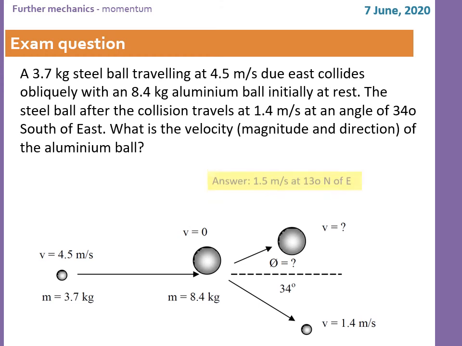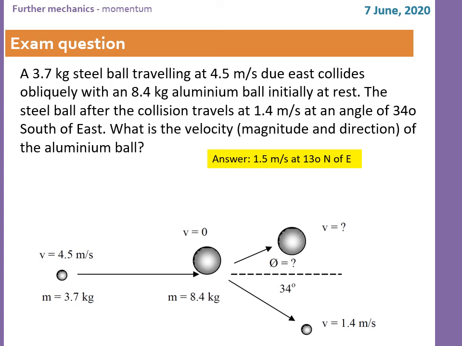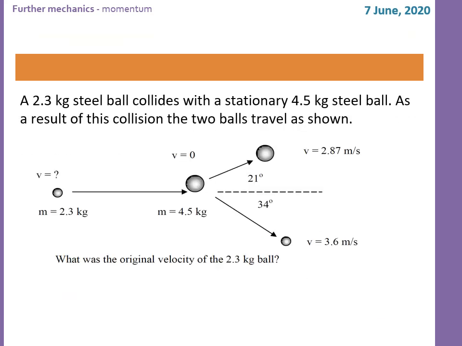Brilliant if you get the right answer. The answer is 1.5 meters per second, and the angle is 13 degrees north of east. If you get the correct answer, well done. If not, you can try again. Next, this is another example. You can pause the video, do your calculations, and find out your answer.